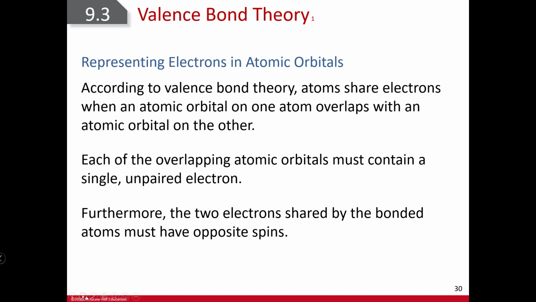All right, so according to valence bond theory, when an atomic orbital on one atom overlaps with an atomic orbital on the other, each overlapping atomic orbital must contain a single unpaired electron. Makes sense, right? Each one has its own single electron, and they bond. When they bond, they must have opposite spins because an orbital can only hold 2 electrons.